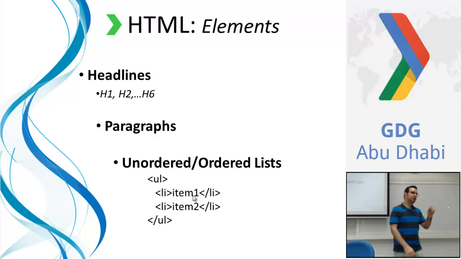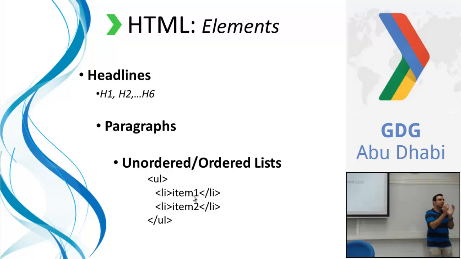Also, there are the paragraphs, that P that you saw. It will also help you to organize your code. Unordered and ordered lists. UL is unordered, and LI is a list element. So as you can see, you have an unordered list, and within it, the content, we have list items, and each list item has its content, which is the text that will show.